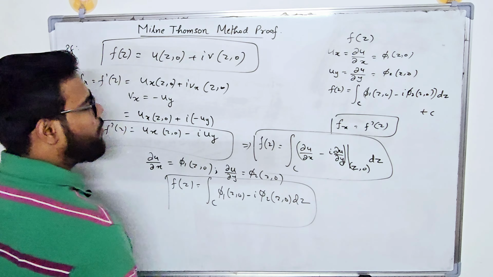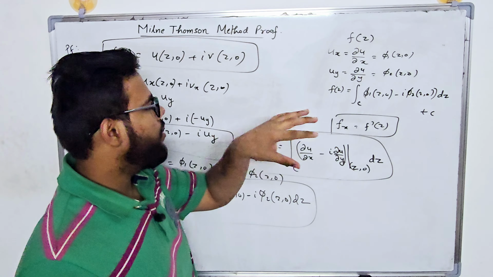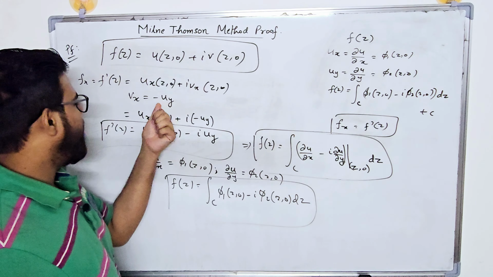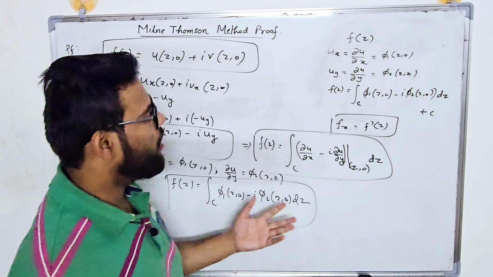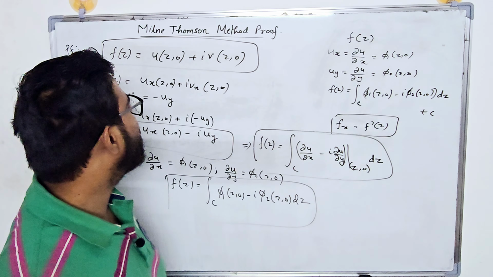And if you want the expression in terms of v, you can just set ux is equal to vy, and uy is equal to negative vx, and then you will get a similar result in case of v also. So this is the basic proof of Milne Thomson method.